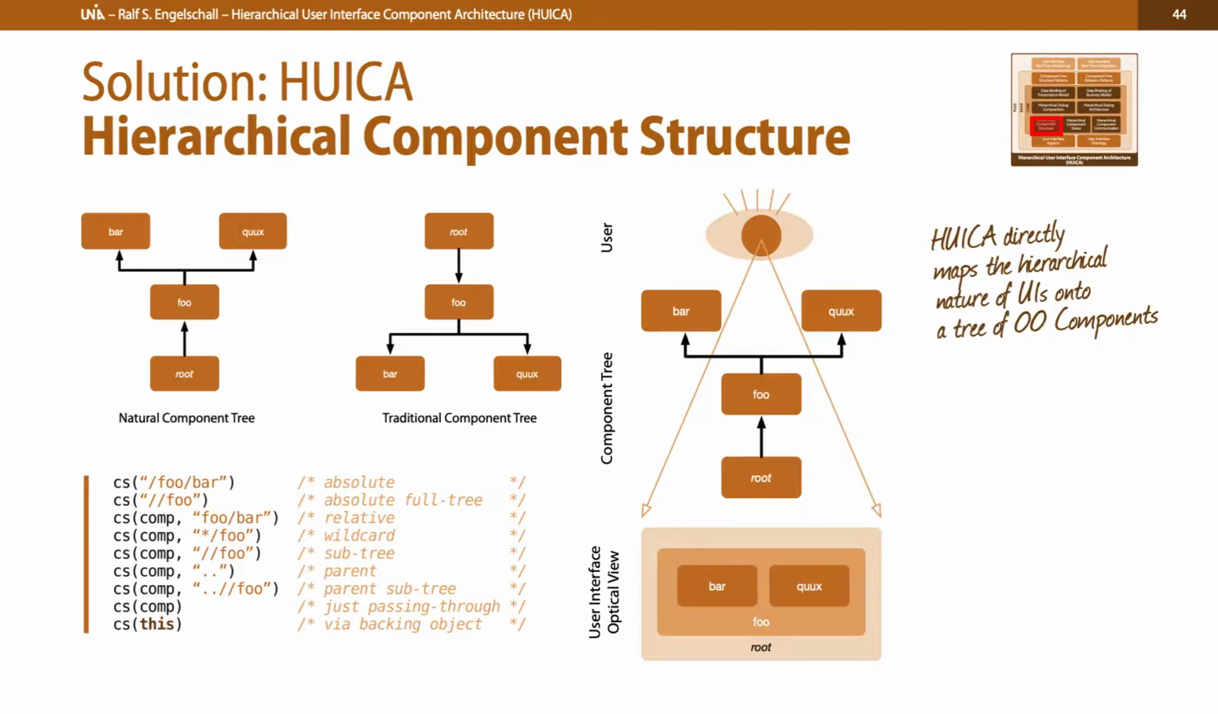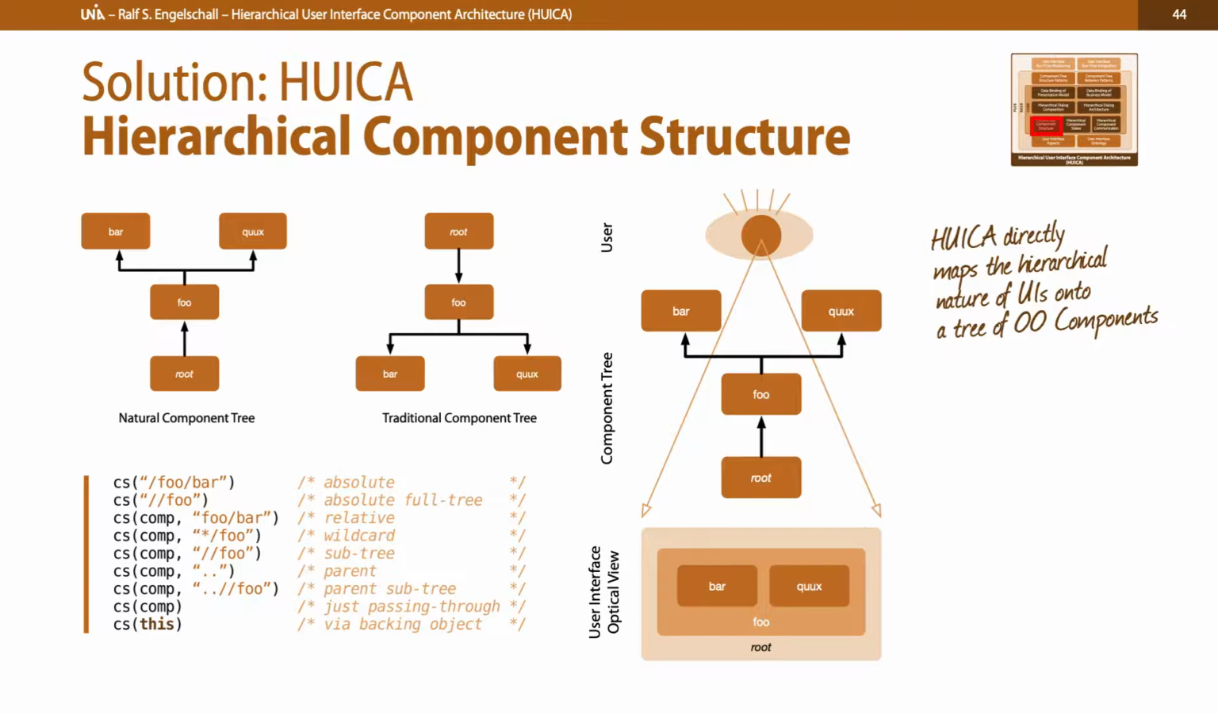In HUICA, I personally prefer the natural component tree ordering, because this has a major advantage. If you take the user, and the user is always at the top of all diagrams in architecture, and this user looks on or projects from his eye onto the component tree, what he actually sees is a flattening of this natural component tree visualization, because you first see the leaves, and around those leaves there are the middle components, and at the outmost you see the root component.